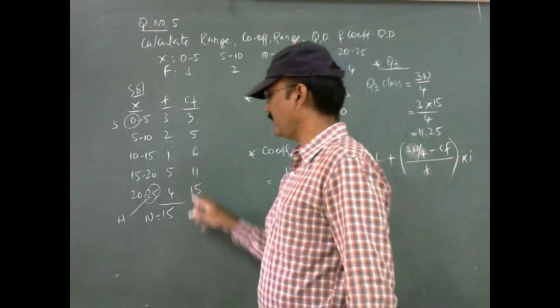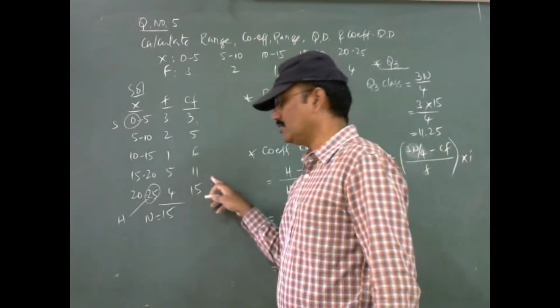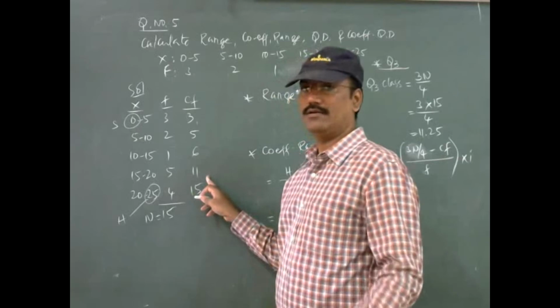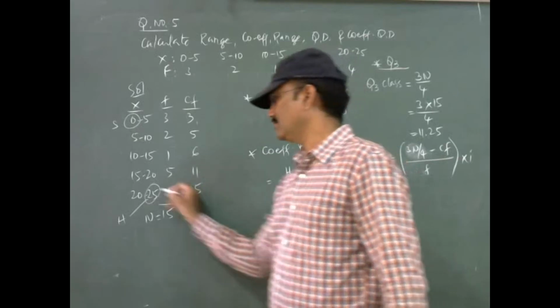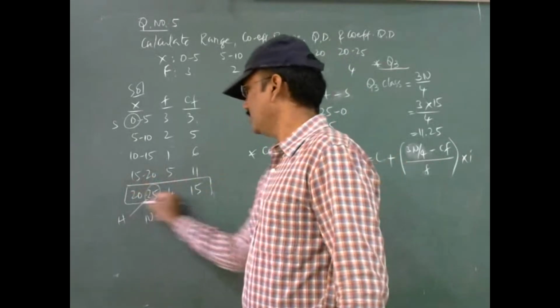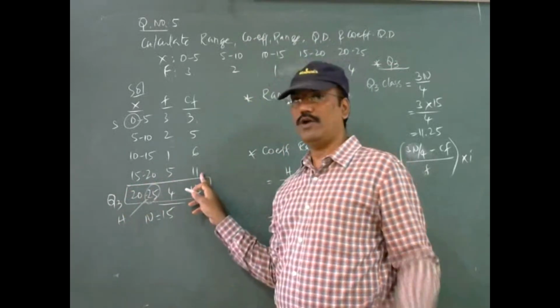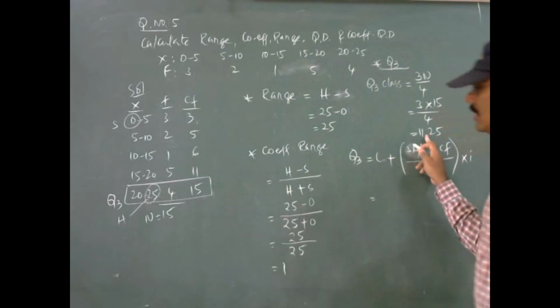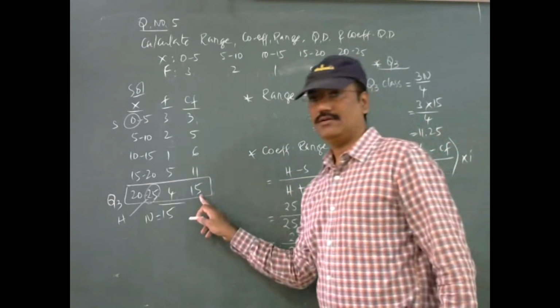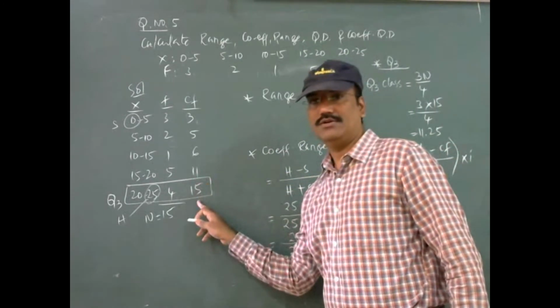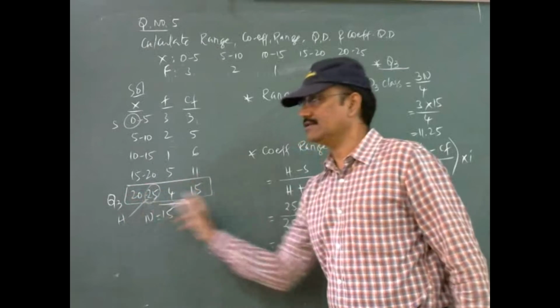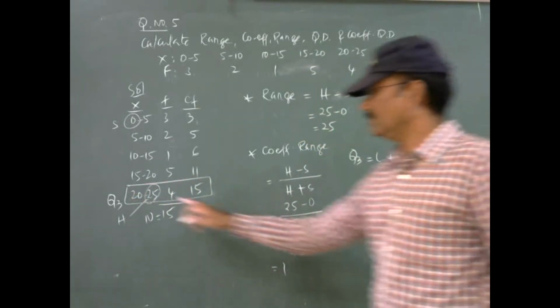If you see the CF, 11.25 is more than 11, and the value comes in the 15. So this belongs to the Q3 class. Why is this one taken? 11.25 lies between more than 11 and 15, so the value lies in this class. So what is L here now? L is 20.